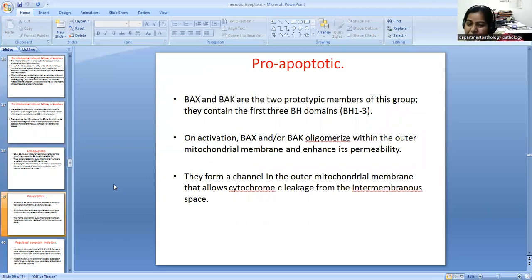Pro-apoptotic: BAX and BAK are the two prototypic members of this group. They contain the first three BH domains, BH1 to BH3. On activation, BAX and/or BAK oligomerize within the outer mitochondrial membrane and enhance its permeability. They form a channel in the outer mitochondrial membrane that allows cytochrome c to leak from the intermembrane space.